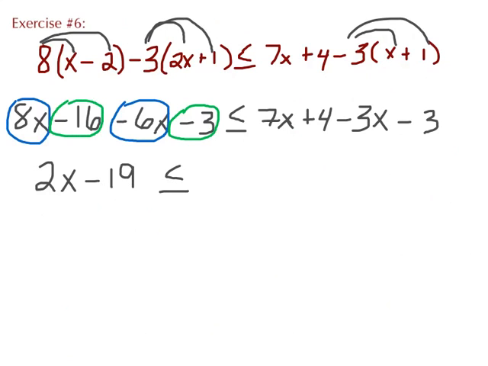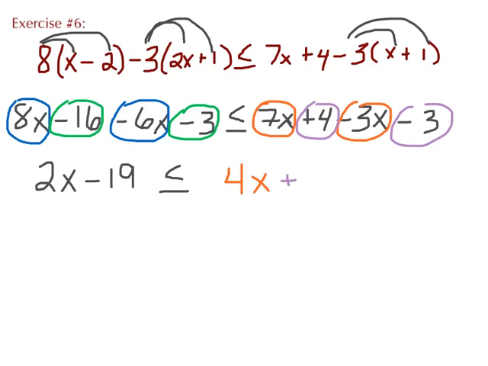Less than or equal to, I have 7x and I have negative 3x. 7x minus 3x is going to give me 4x. And then I have positive 4 and negative 3. So it's going to give me plus 1. Now that I have a simple inequality on both sides, I go ahead and I continue my math.